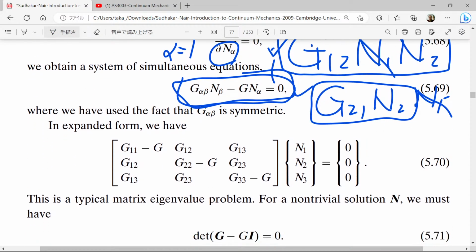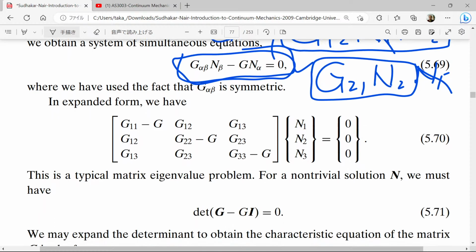So now we make an expanded matrix form, this is G11, because beta is a summation convention.